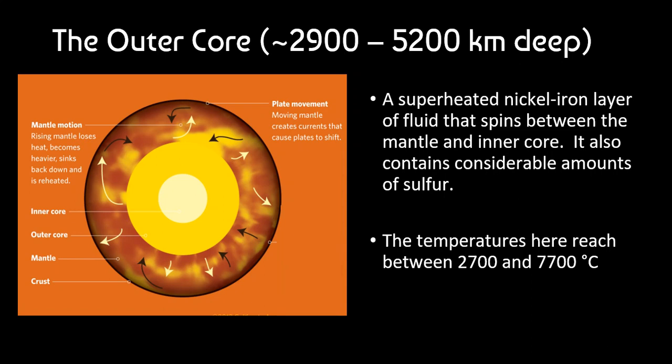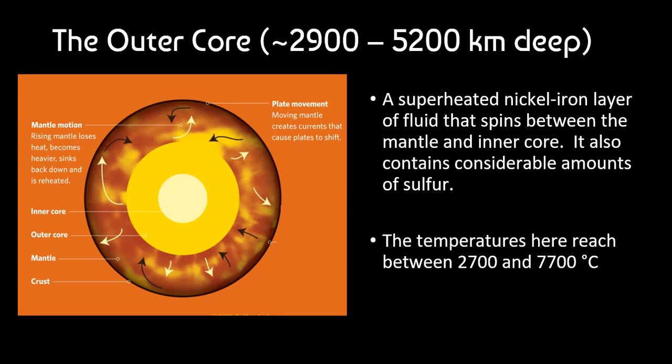Next, we have the outer core. This is a superheated nickel iron layer of fluid that spins between the mantle and the inner core. There's also quite a bit of sulfur mixed into this layer, and it goes between 2,900 and 5,200 kilometers below the surface. The temperatures here reach between 2,700 and 7,700 degrees Celsius.